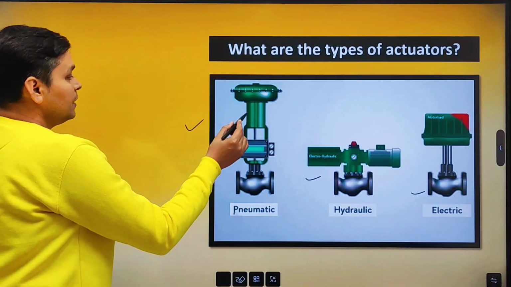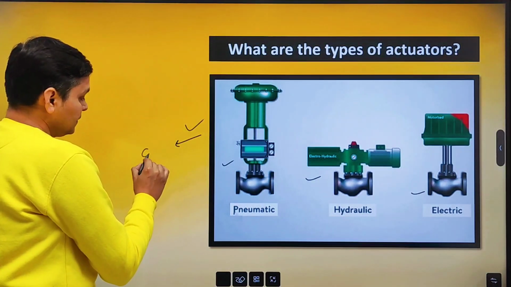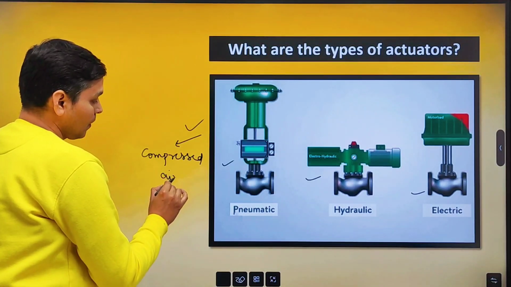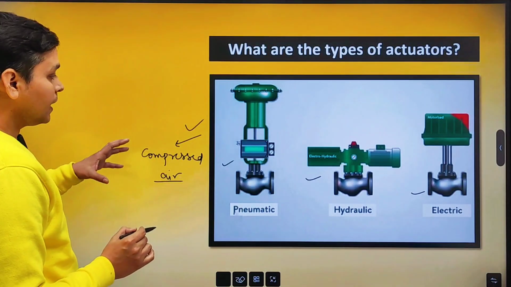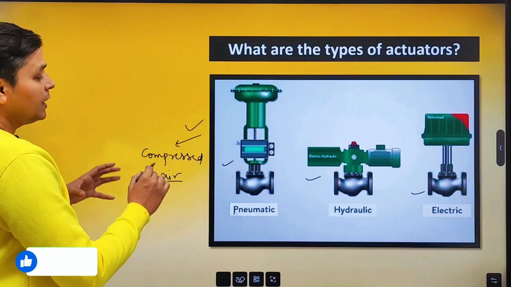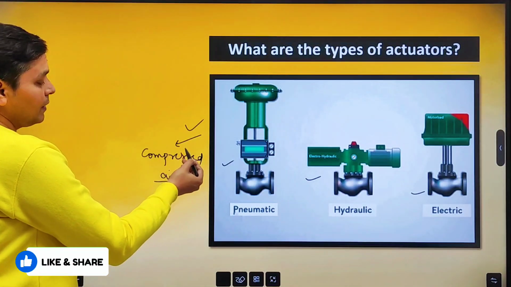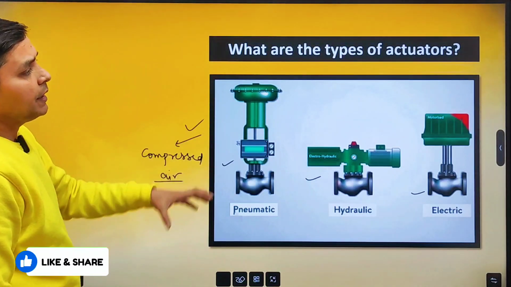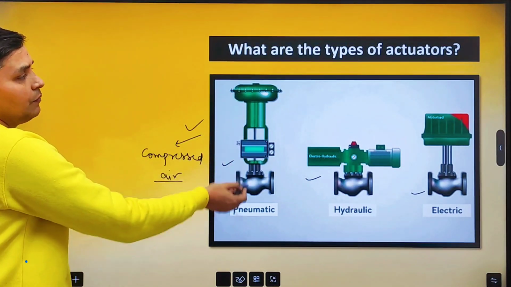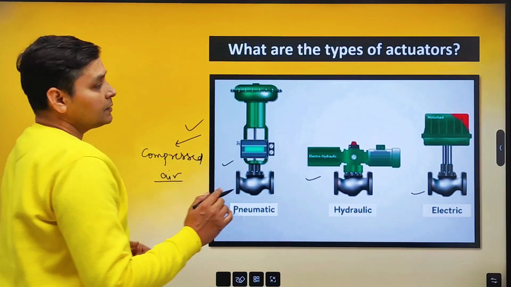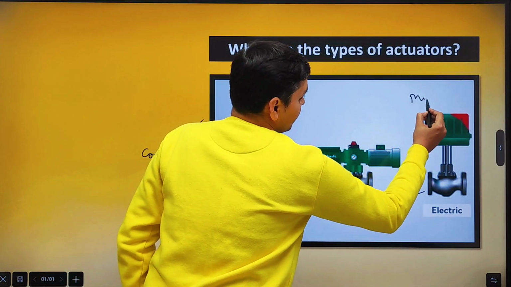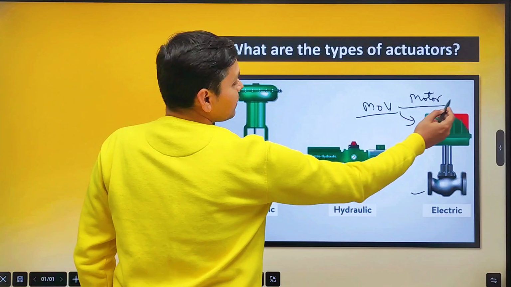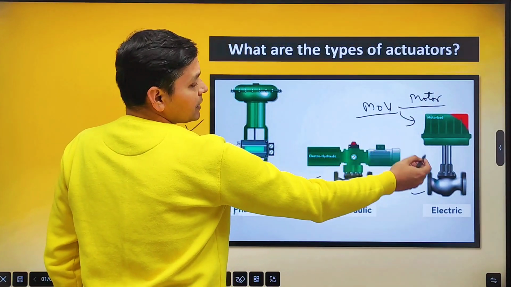In pneumatic actuator, we use compressed air. A compressor is used, a dryer is used, and then we get compressed air and we use that compressed air to operate the actuator or to operate the valve. And in electric actuator, we use a motor. Look friends, motor operated valves or motorized valves come under this category.